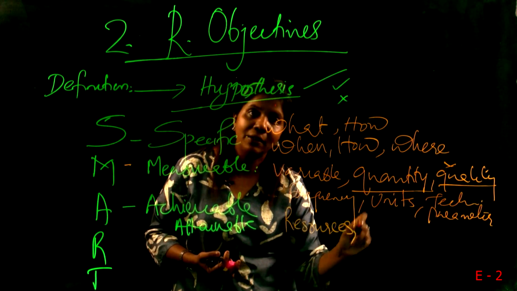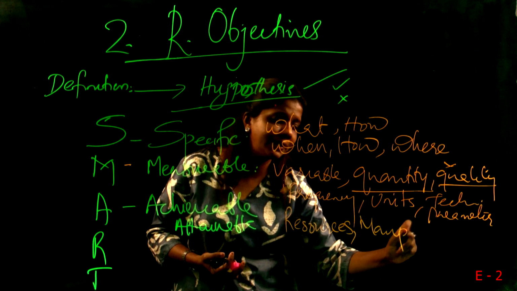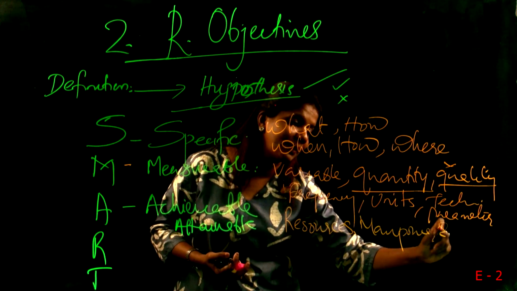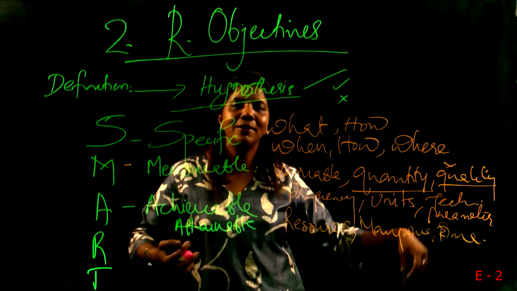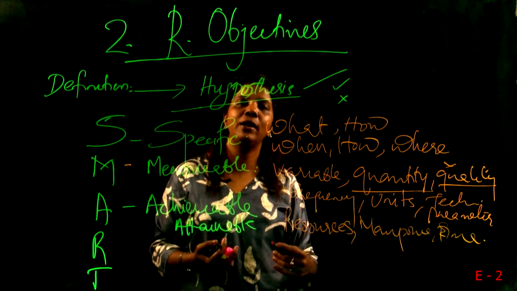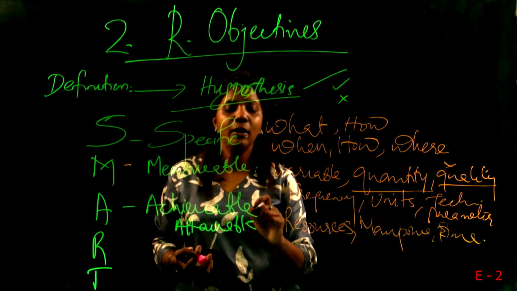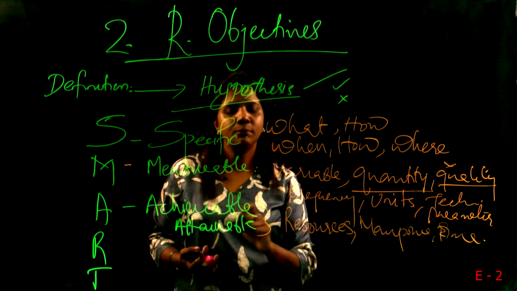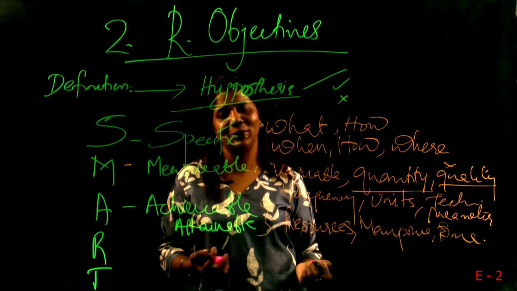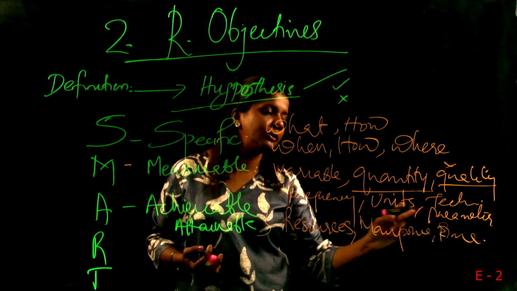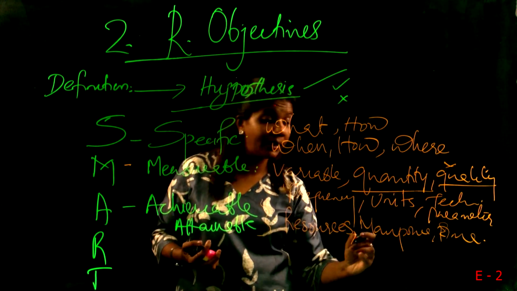Okay, you have enough manpower for conducting the research, you have enough time, and all other facilities you require, whether they are available or not. So if it is not practically possible, you cannot make your objective attainable or achievable. So that's about resources, manpower, time, expertise, very important.